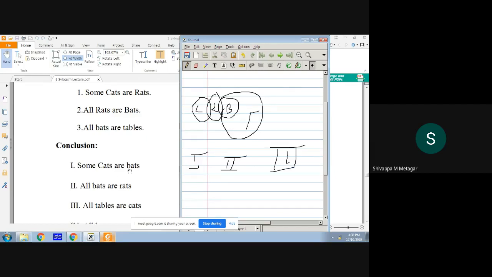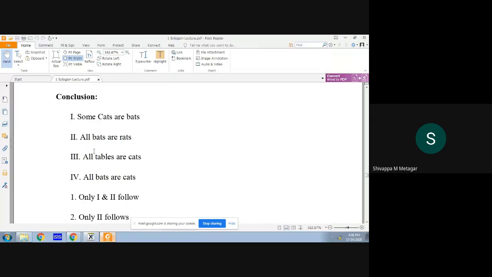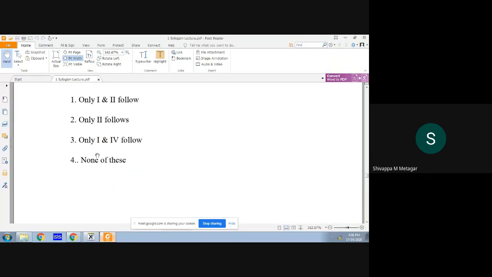First one, some cats are bats. No. And all bats are rats. No. This one is also no. And then what is all bats? All tables are cats.